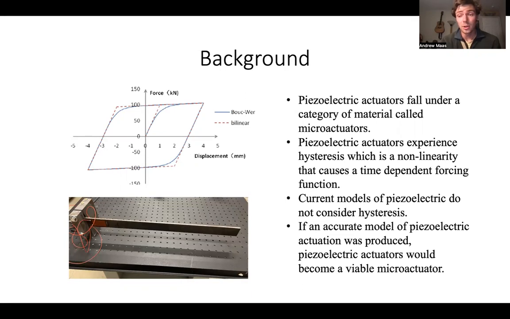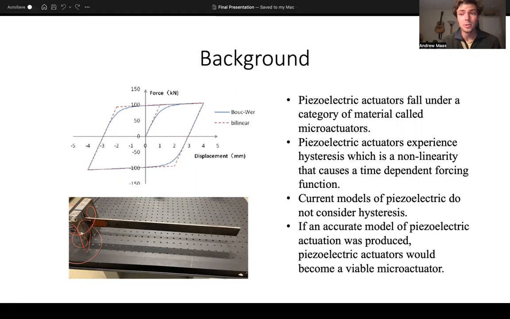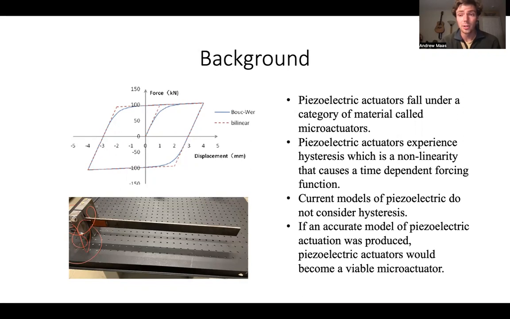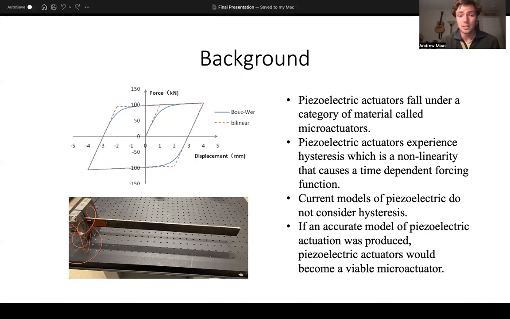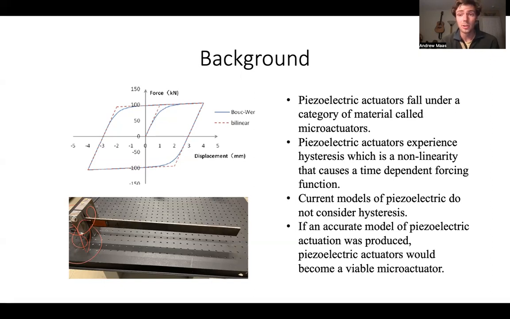Piezoelectric actuators are a form of microactuator, and due to the presence of hysteresis, they've been largely overlooked when considering which microactuator is desired for a certain design. That's in large part due to the hysteresis. The specific type of model that I'm going to be developing is for the cantilever beam setup in the bottom left figure, and the models that I will be using will be shown in the future slides.